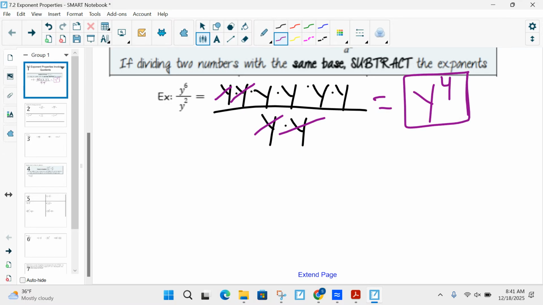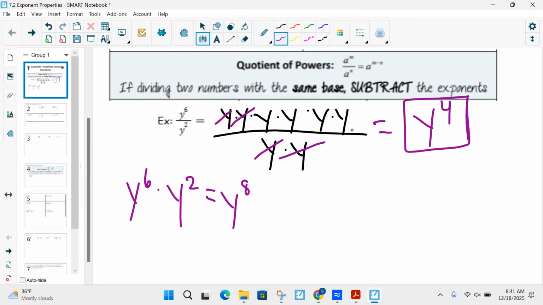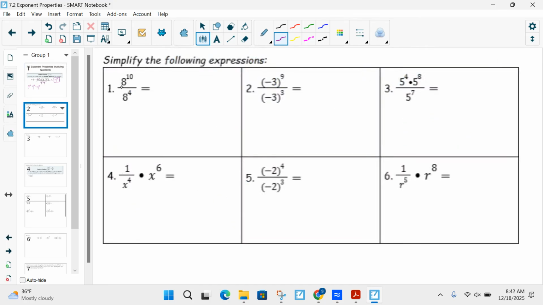The shortcut is that you're subtracting. You know how if you have y to the 6 times y squared, then you add, so that's y to the 8th. If you divide, then you subtract the exponents, as long as the bases are the same. So you can think about it as subtracting the exponents or canceling out the variables. I like to think about it as canceling instead of subtracting, especially when we get into negative exponents when you come back from break. So, a couple more examples.